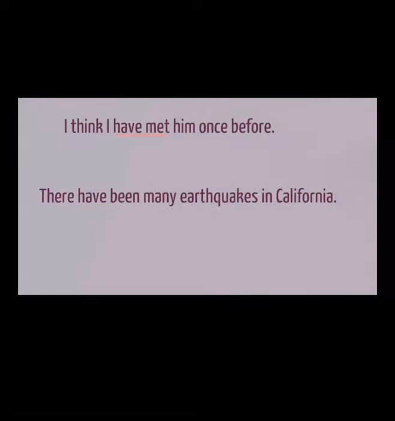Okay. Here we have another example. There have been many earthquakes in California. Okay, we have again, see, we underline have and then been. Okay, what is the infinitive of been? It is the verb to be. This could be is, are, am, okay? But the past participle of those are be, been.